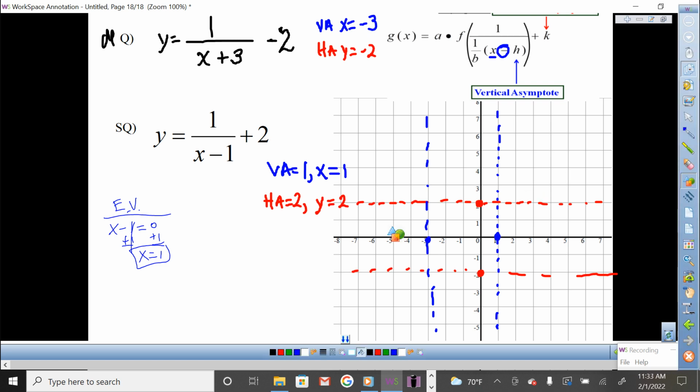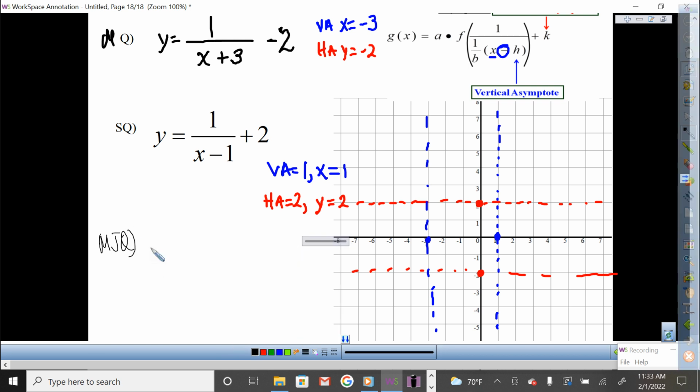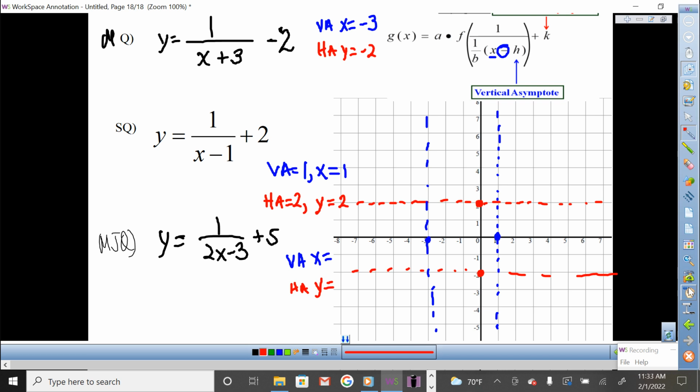Let's test that. Let's see how we do with that. Ready? Copy this last one, and then you'll do some by yourself. Y equals 1 over 2x minus 3, plus 5. Identify the vertical asymptote, x equals, and the horizontal asymptote, y equals.